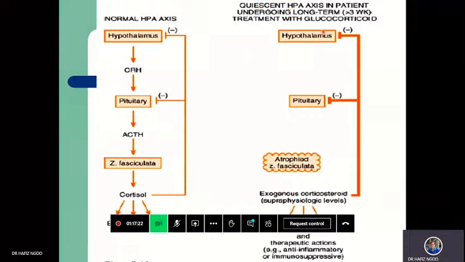Okay, so we talk about the axis, the hypothalamus-pituitary axis, basically working all this way. And cortisol itself has a negative feedback to suppress ACTH release and also CRH release. So cortisol has negative feedback to regulate its own concentration. As the concentration of cortisol increases, it will negatively feed back to reduce CRH and also ACTH.